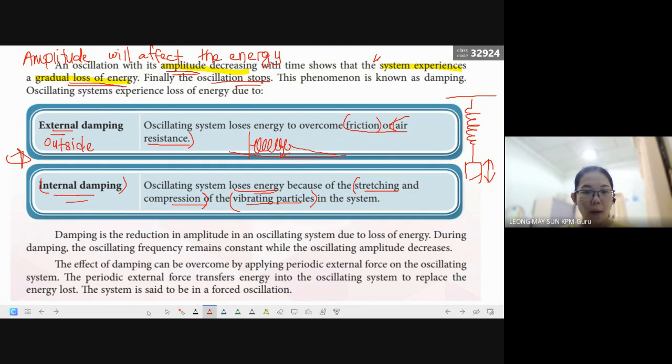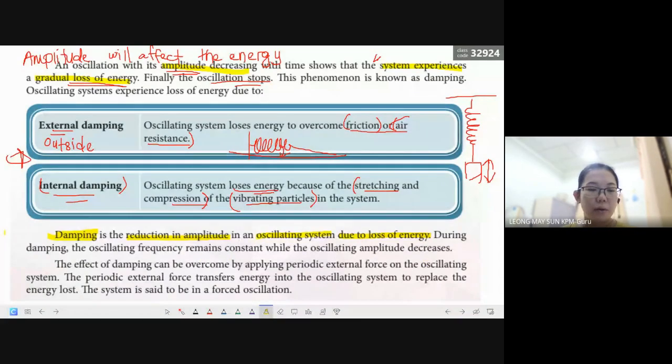Now, what is the definition for damping? They didn't highlight this, so I'm going to highlight this for you. Damping's definition is the reduction in amplitude in an oscillating system due to loss of energy. The reduction in amplitude in an oscillating system due to loss of energy. This is the definition for damping. So during damping, the oscillating frequency remains constant while the oscillating amplitude decreases.